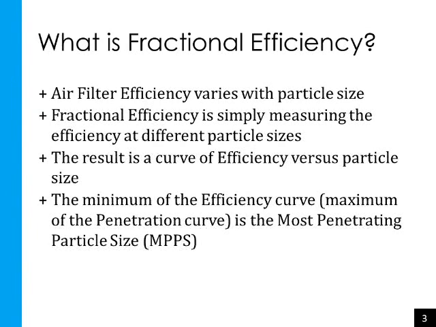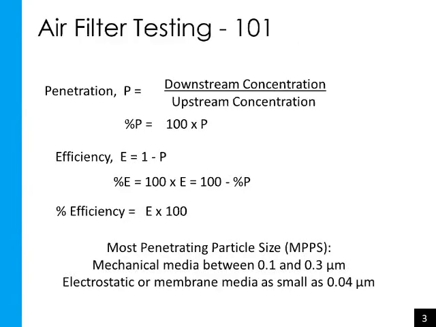First, what is fractional efficiency? Air filter efficiency varies with particle size, and fractional efficiency is simply measuring the efficiency at a variety of different particle sizes. The result is a curve of efficiency versus particle size, and a unique property of air filters is that there is a minimum efficiency, also called maximum penetration, or commonly described as most penetrating particle size, and the abbreviation MPPS is also frequently used.